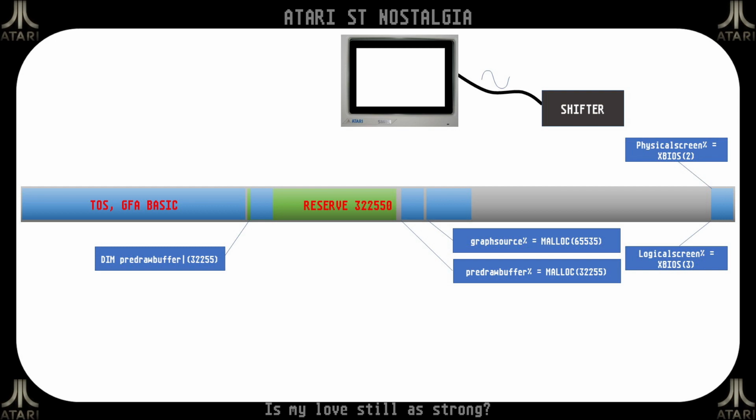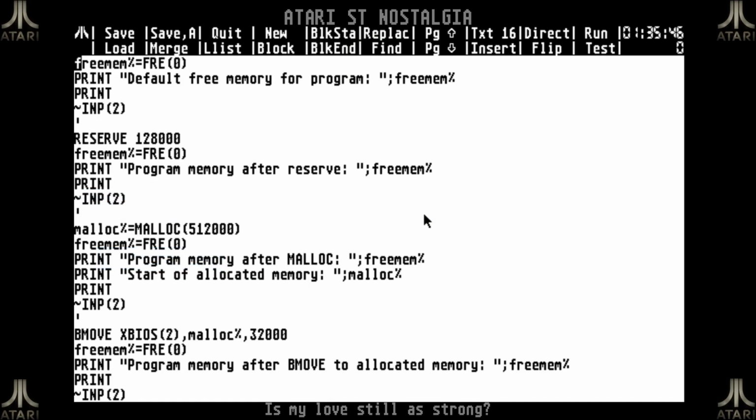And to show that this is indeed what is happening, I've created some show and tell code where I'm going to basically use the FRE command. I put a 0 here, so it will do a garbage cleanup, and then it will tell me, okay, I did the cleanup, and this is the amount of memory that you have for yourself. And I'm going to keep doing that after certain actions I do. And then I'm going to use the reserve command to actually restrict the memory for GFA Basic from the default to, in this case, 128,000 bytes. And I'm going to read the memory again to see if it's indeed working.